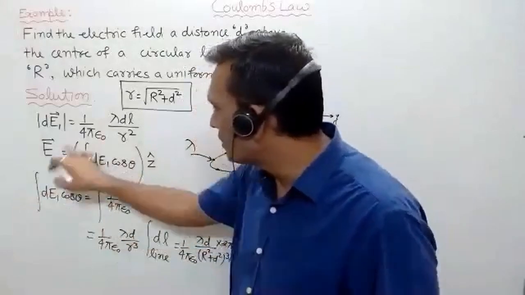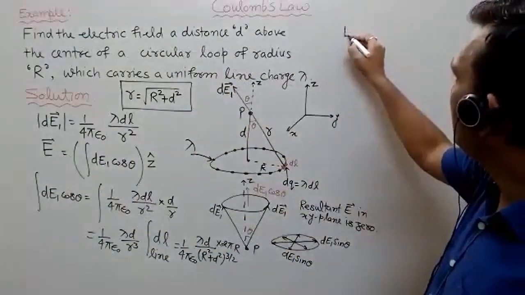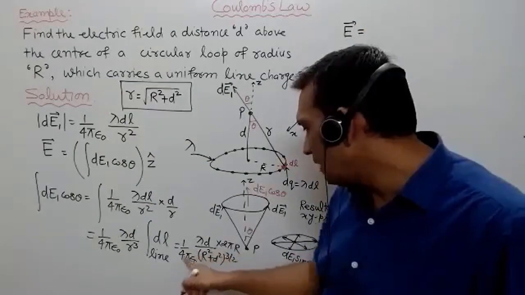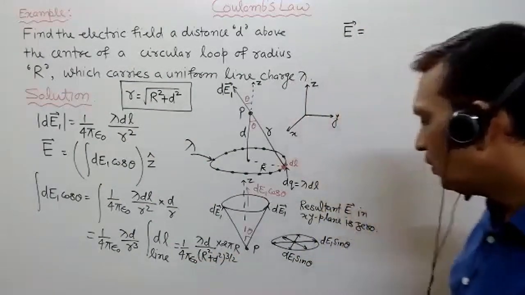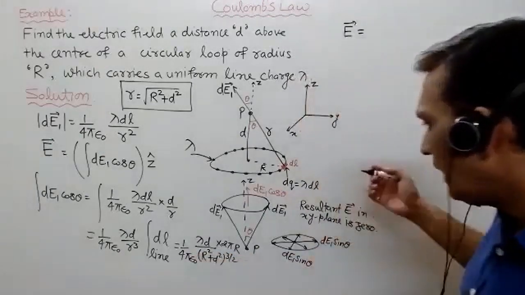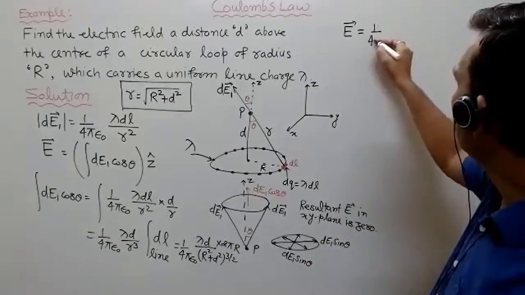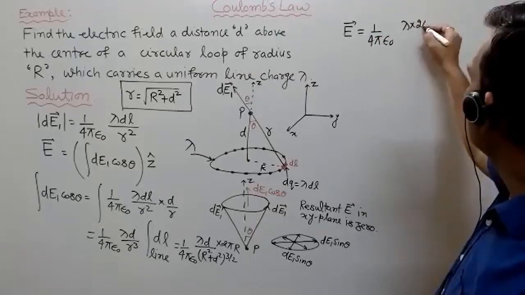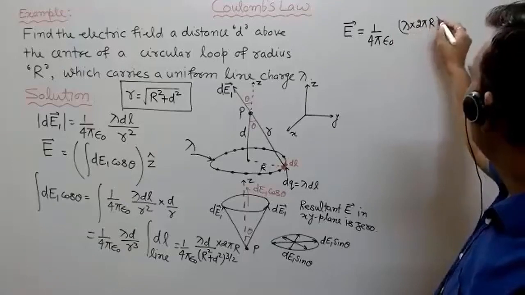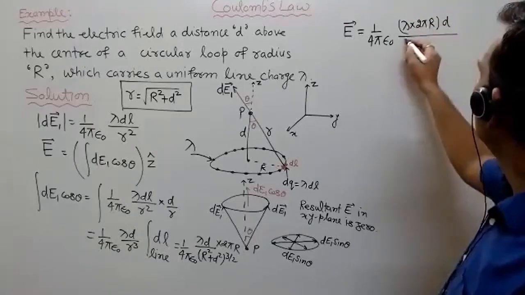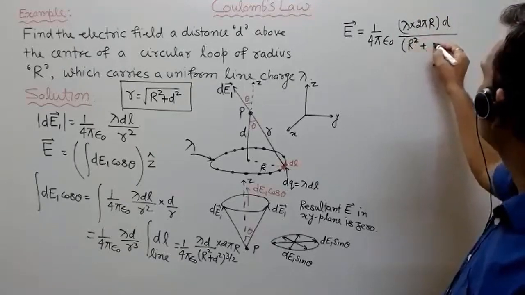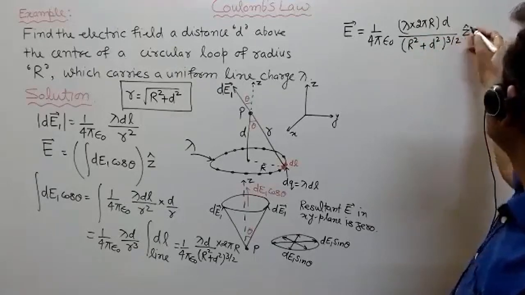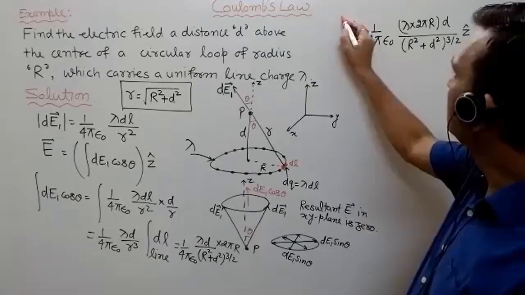This is the integral of dE1 cos theta. So the resultant field E is given by 1 by 4 pi epsilon naught, lambda into 2 pi r, into d by r square plus d square power 3 by 2, direction is z. This is the resultant field.